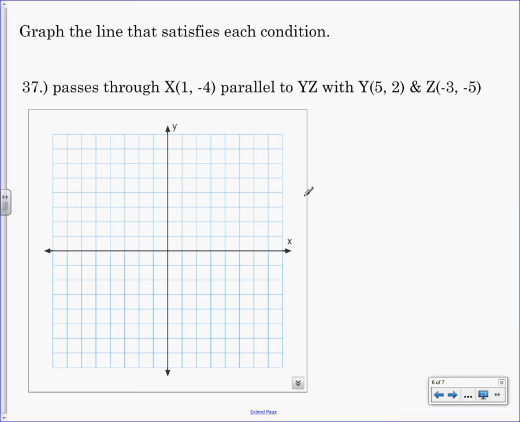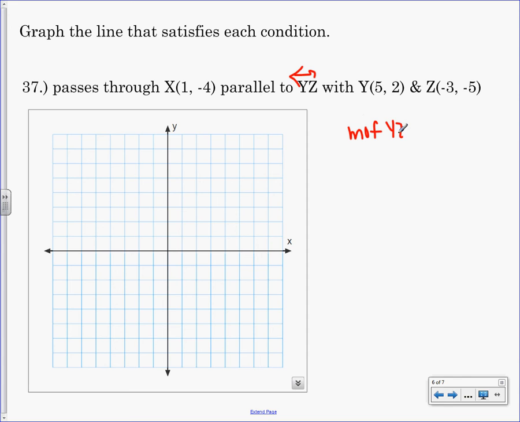So for number 37, we want to graph a line that passes through (1, -4). So we're going to graph that in a moment. And it's parallel to, I assume you have a line over yours, line YZ, where Y is at (5, 2) and Z is at (-3, -5). So what we're going to do is find the slope of line YZ, right? And we're going to use that in a moment. So everybody find the slope of line YZ.